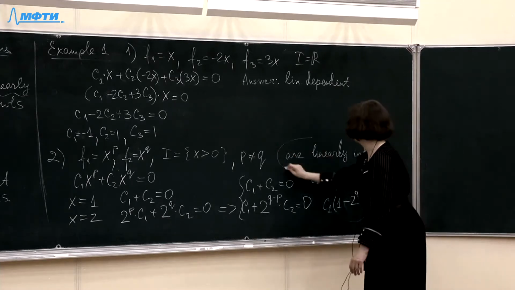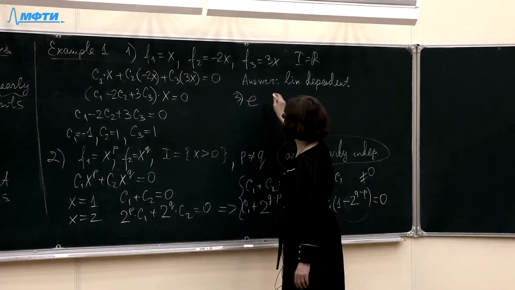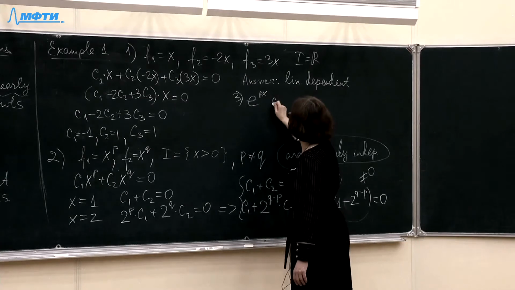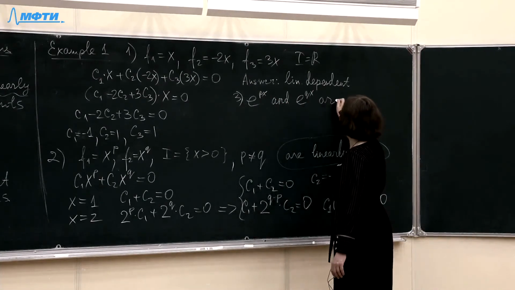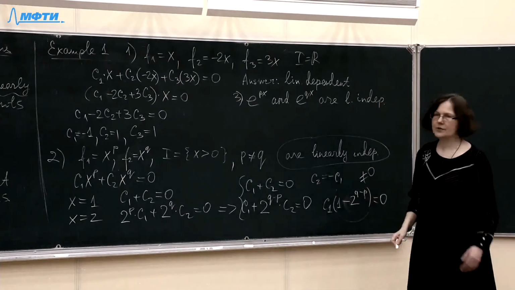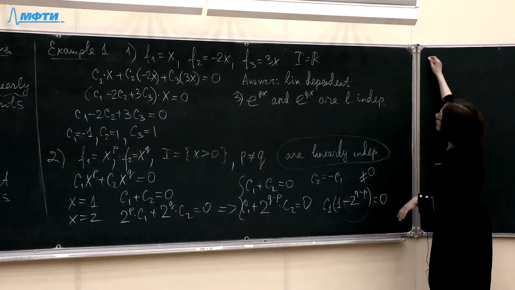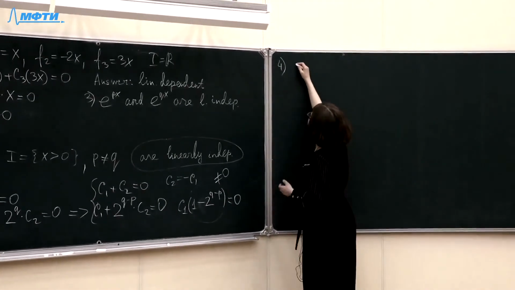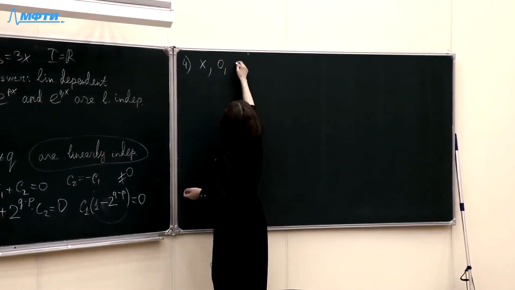Linearly independent. Likewise, we can show that the functions, for example, e to the power px and e to the power qx are linearly independent. So in a similar way. And the last very important example will be, let's consider the following functions. Let it be, for example, x, then 0 and e to x.